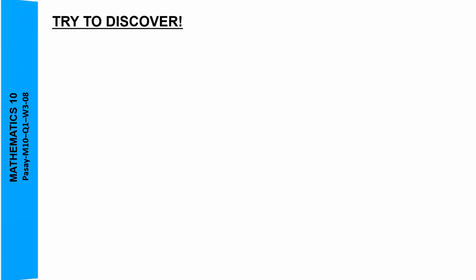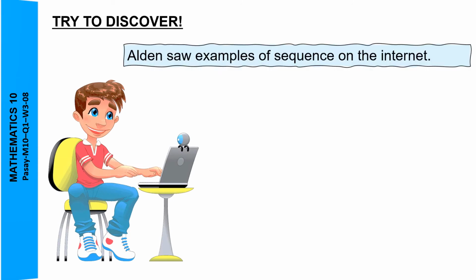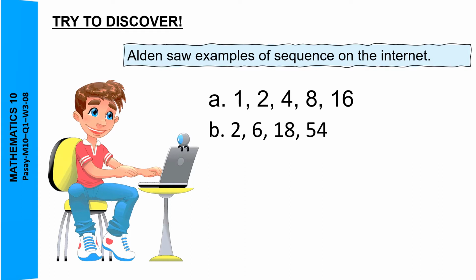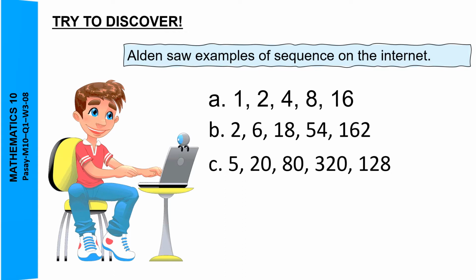Let us try to discover. Alden saw examples of sequences on the internet. The sequence for letter A is 1, 2, 4, 8, and 16. For letter B is 2, 6, 18, 54, and 162. And for sequence C is 5, 20, 80, 320, and 1280. He is trying to figure out what kind of sequences they are. Can you help Alden? What are we going to do to help Alden?